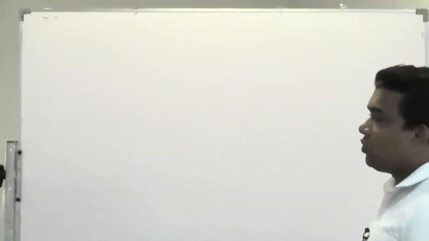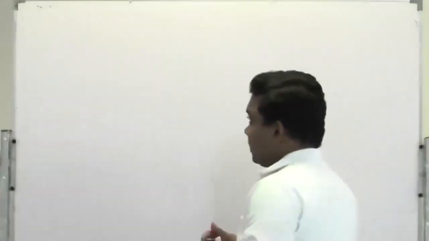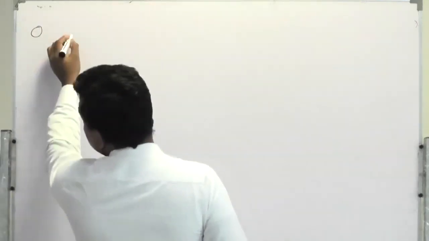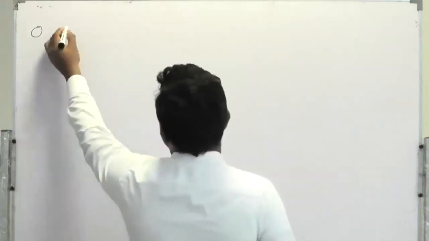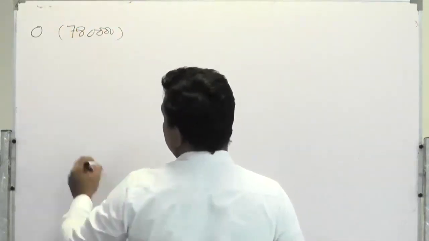Okay, let's calculate the 5 appraisal techniques we have discussed, because the same appraisal techniques were tested in the 5 questions. Let's take the basic information. At year 0, you are investing 780,000, that is the initial outlay, the cost.